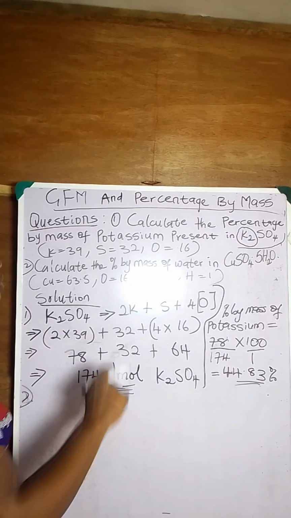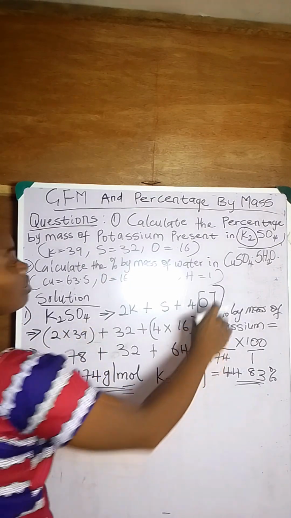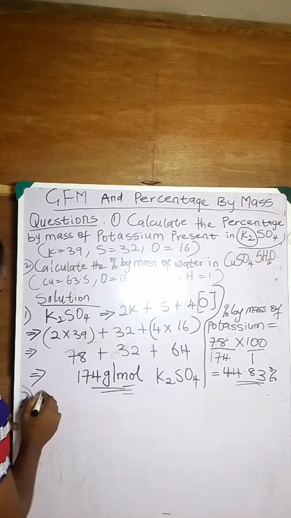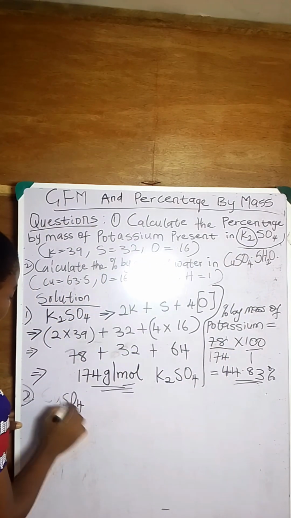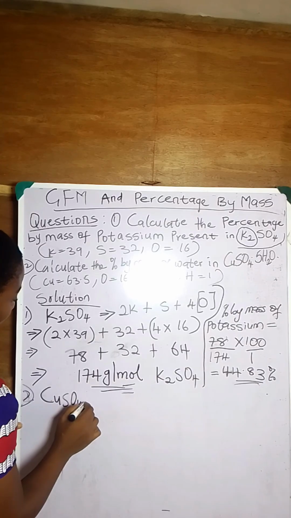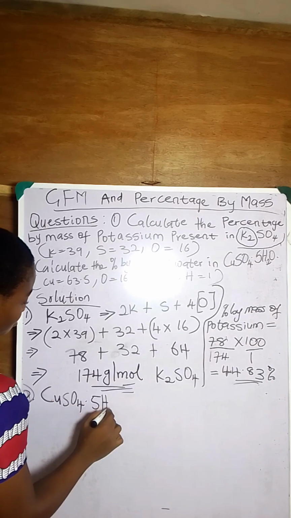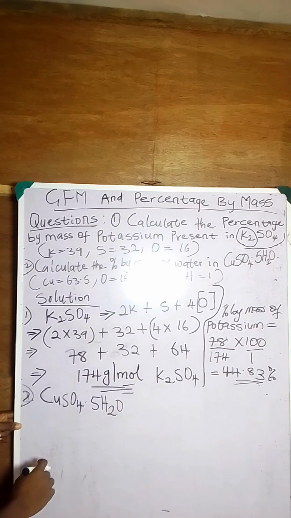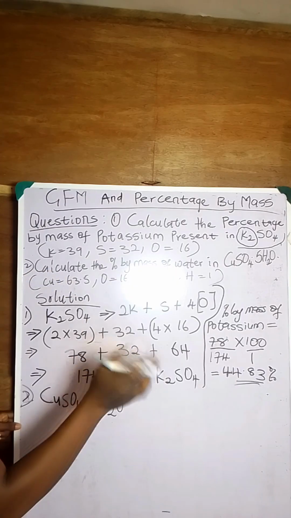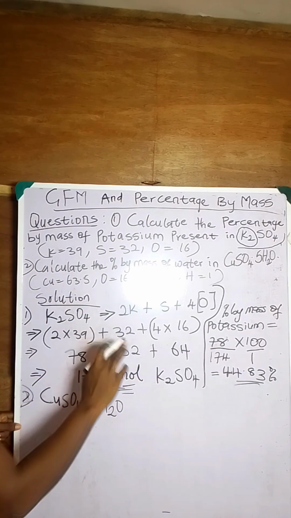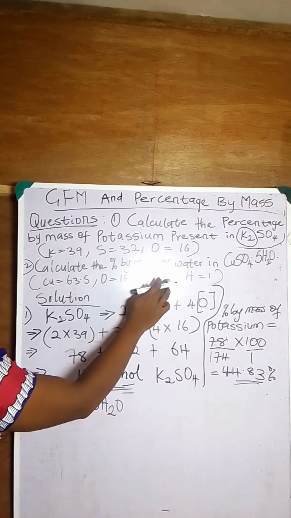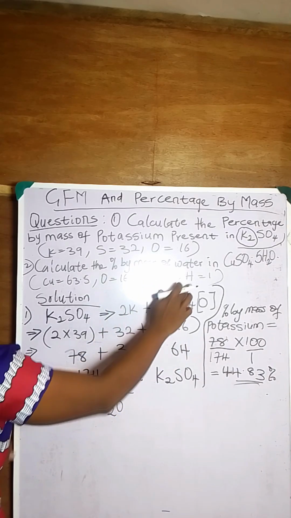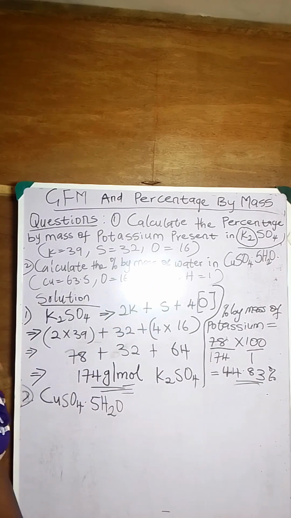First, we must get the gram formula mass of the whole compound. So the compound is CuSO4 and 5 molecules of water. Now, the atomic mass of copper is 63.5. Oxygen is 16, you know already. Sulfur is 32. And hydrogen, the atomic mass is 1.